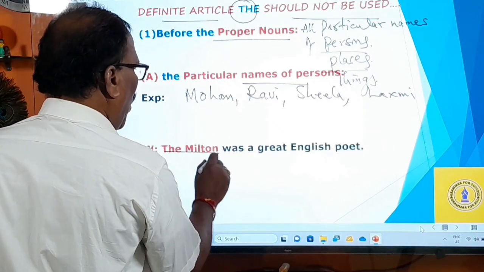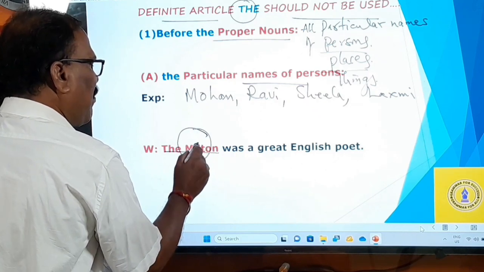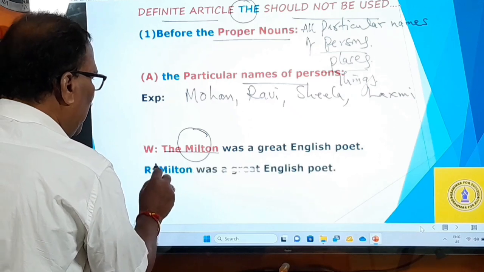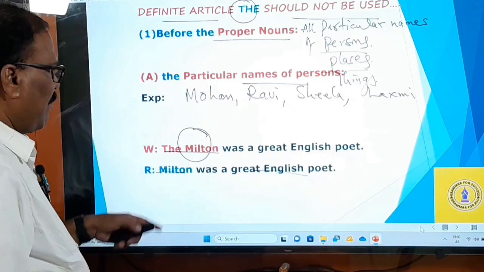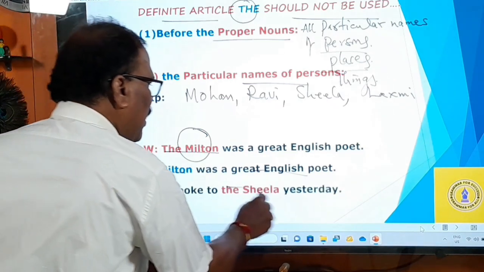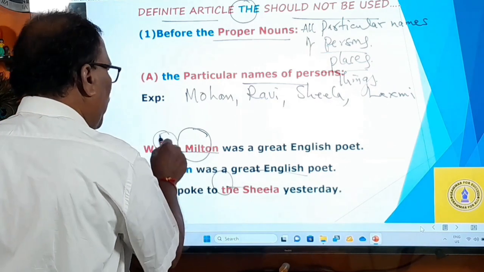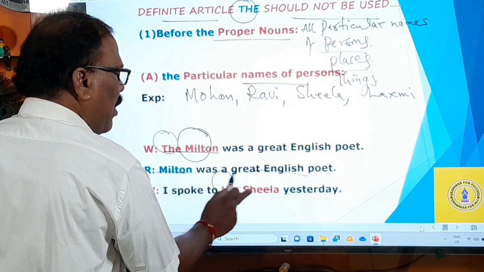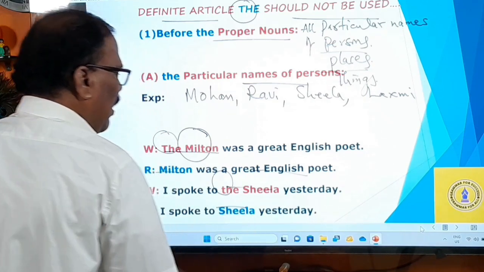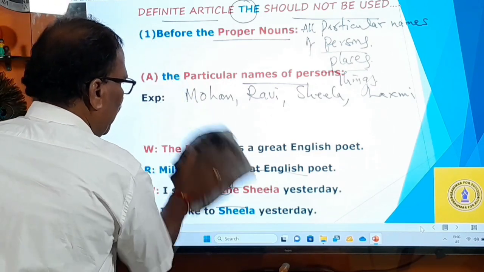Now you see this: "The Milton was a great English poet." Here, Milton is a proper noun, the name of a person. But here the is used, so that's a mistake. We have to say, "Milton was a great English poet." We cannot say the Milton; Milton itself is enough. "I spoke to the Sheila yesterday." You cannot use a, an, or any article before the names of persons, proper names. So you have to say, "I spoke to Sheila yesterday." These examples are enough for this, and now let's go to the next one.